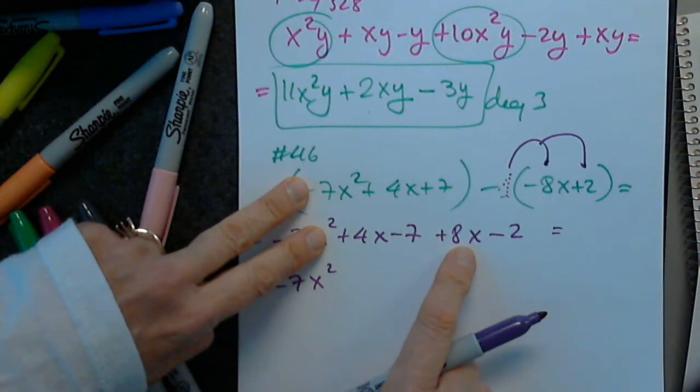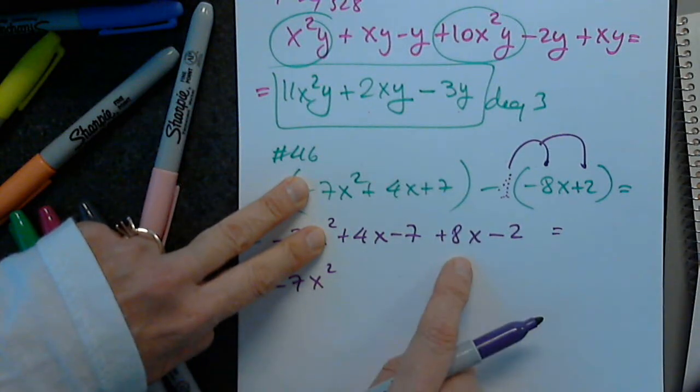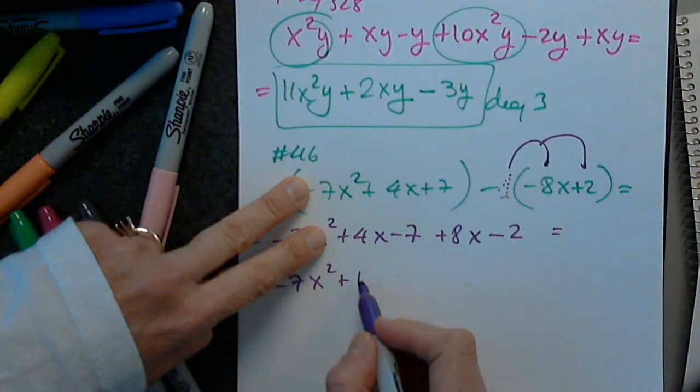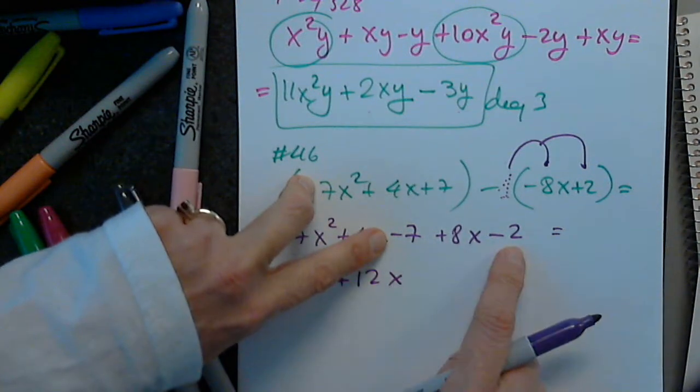Oh, there is another one. So 4x plus 8x. 4 apples plus 8 apples. So that is plus 12x. And then negative 7 and negative 2.